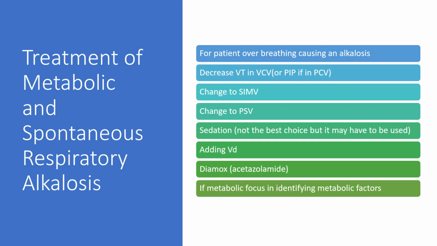What about metabolic and spontaneous respiratory alkalosis? If a patient's overbreathing, it can cause an alkalosis. So decrease tidal volume in volume control ventilation, or PIP if we're in pressure control ventilation. We can change the patient to SIMV, where they're doing more spontaneous breathing, so that anything they trigger above that set rate is traditionally going to be just a pressure supported breath. That could help avoid hyperventilation as well.